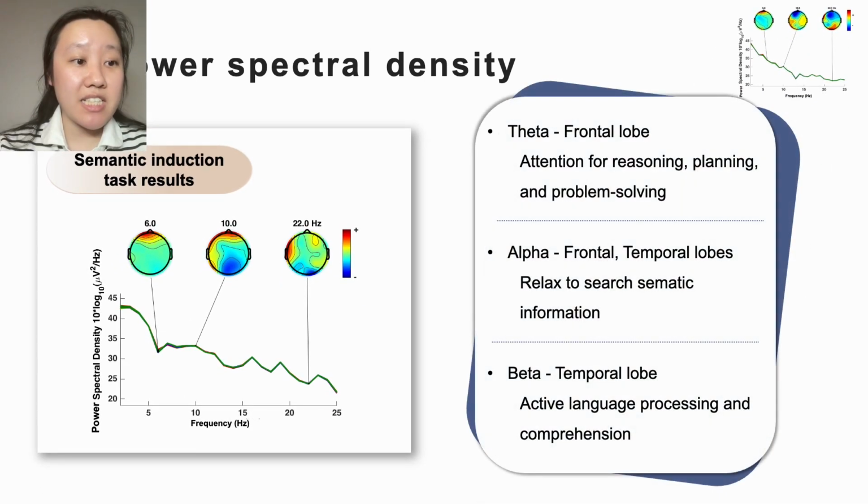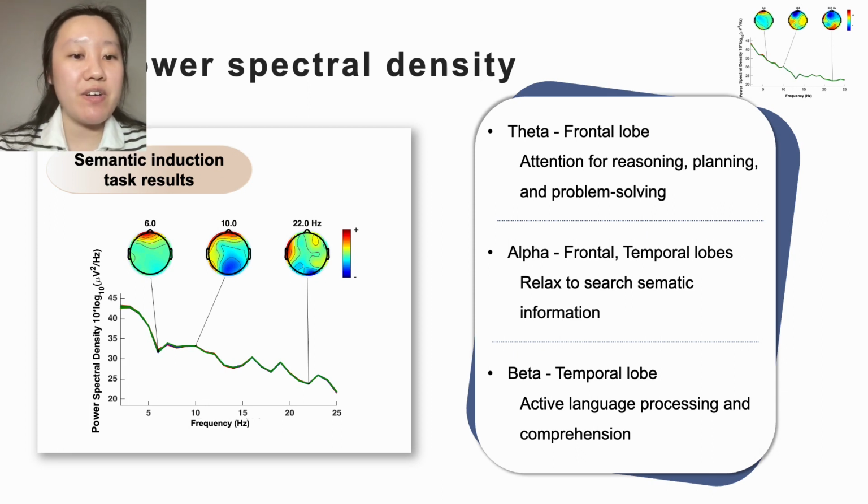Let's start with the semantic memory result. Based on the semantic memory result, we will find that when the theta wave is active, the frontal lobe is where the theta wave is mainly located. We have known that the theta wave is related to focused attention, while the frontal lobe is related to complex cognitive functions. So considering this is the semantic memory, we can summarize that in the semantic memory process, attention will be paid to reasoning, planning, and problem solving.